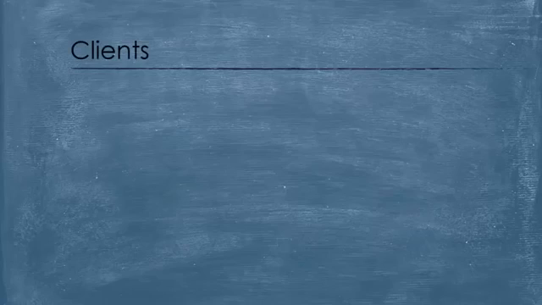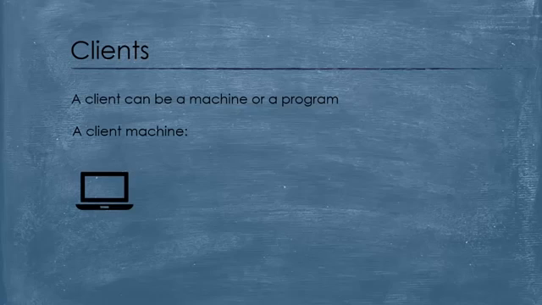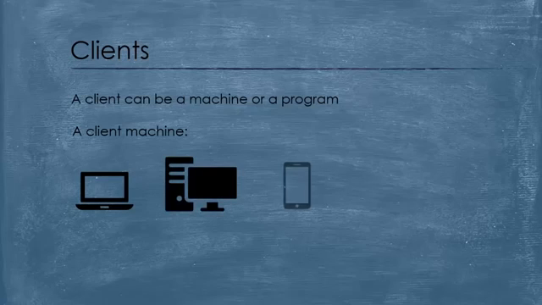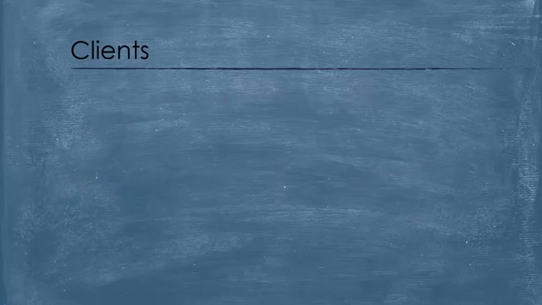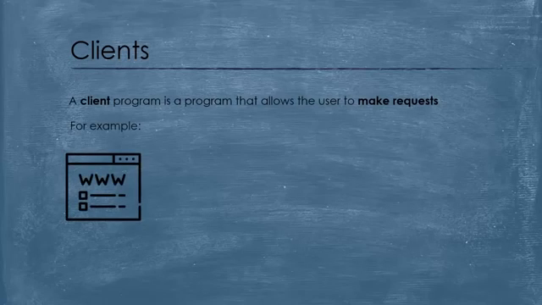What is a client? A client can be a machine or a program. When we say a client machine, we are actually talking about the devices that the end user can use to access the web. For example, your laptop or desktop is a client. Smartphones, tablets, etc. are all client machines. On the other hand, a client program is a program that allows the user to make requests through the web. Can you think of one? Yeah. A web browser is a client program. A user can make a request for a web page through the web browser, right? Can you think of another one?